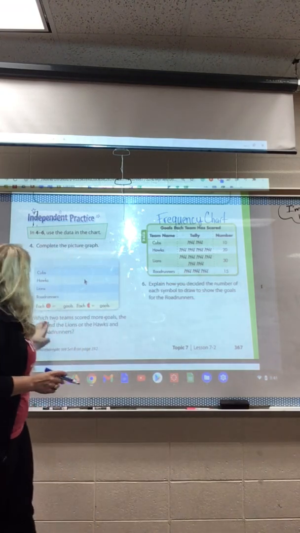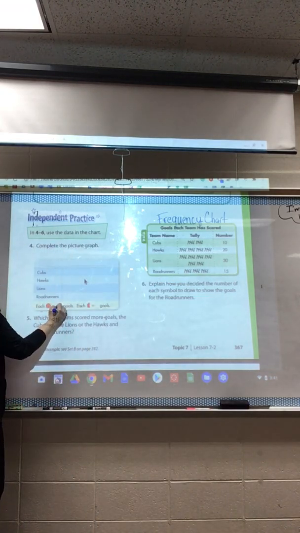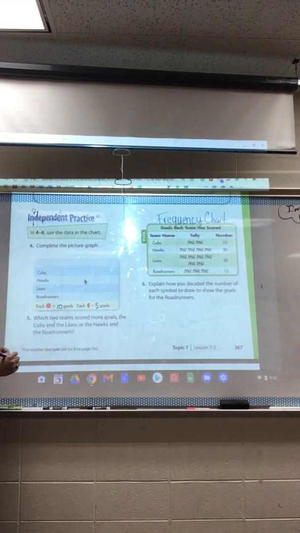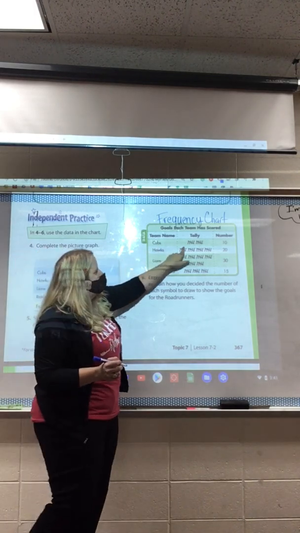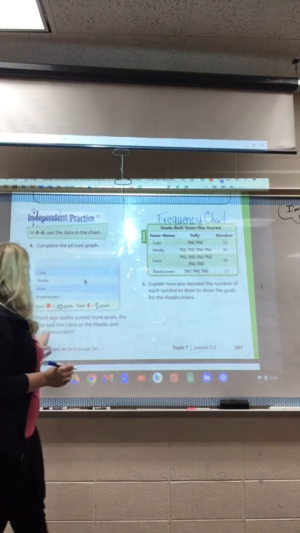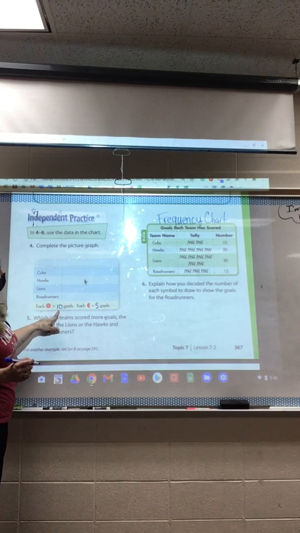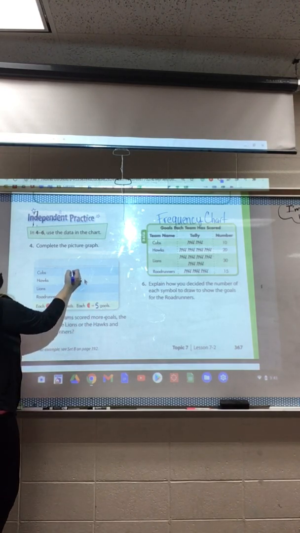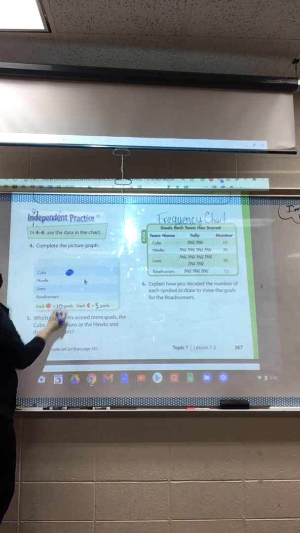So I'm going to say that my ball is worth 10, and the half is worth 5, because that's half a 10. Okay? So then if I look over here, I have Cubs. I have 10 tally marks. So 2 5s would be 10. So I'm going to use my whole ball here for Cubs. I'm going to do 1 ball, or circle, however you want to look at it.